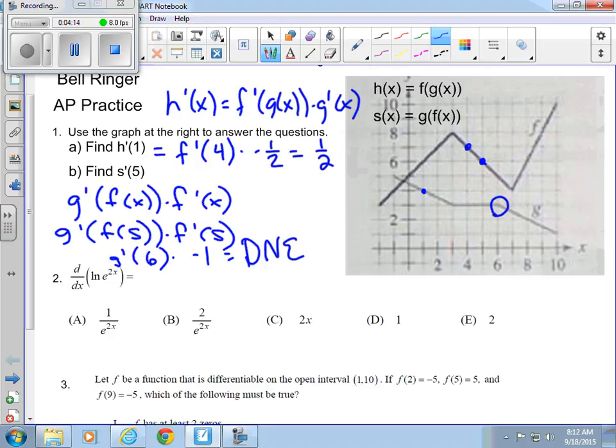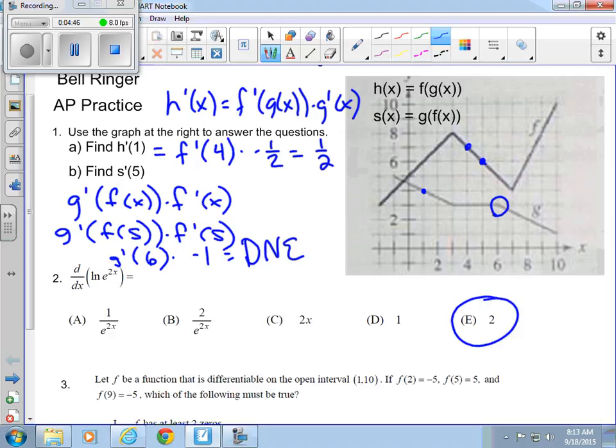Number 2 is a real AP multiple choice problem. I hope that's encouraging to you. It does require some properties of logarithms. You could work it as it sits. It would work. It's a chain rule problem if you leave it as it sits. I would not leave it as it sits. What does natural log in e do? Cancel. Isn't that just 2x? And what is the derivative of 2x?